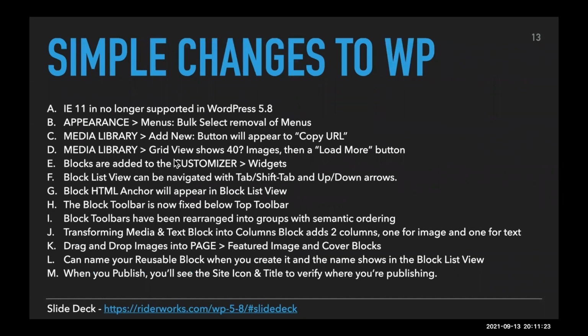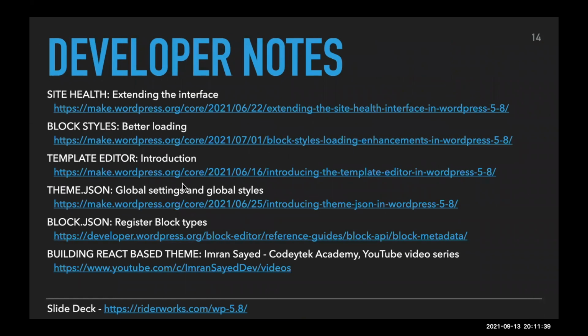My favorite, of course, is the top one. IE 11 is no longer supported by WordPress 5.8. That's a good thing for everybody. There should be a round of applause. And most of these, I think I've covered in everything else. These are some of the other simple things that are there. And if you are a developer, you might be interested in this. These are some of how to build the theme.json and block.json for some of the newer themes that are coming up. And that is the end of the show.